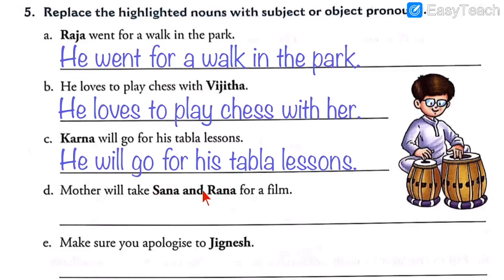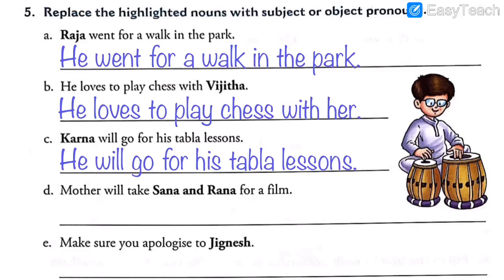Two people are there, more than one, so we can use they or them. But we have to ask the question, who or whom. Whom will mother take for the film? Sana and Rana. So we are asking the question whom, which means it is an object pronoun.